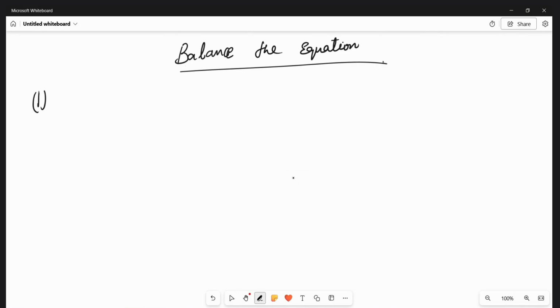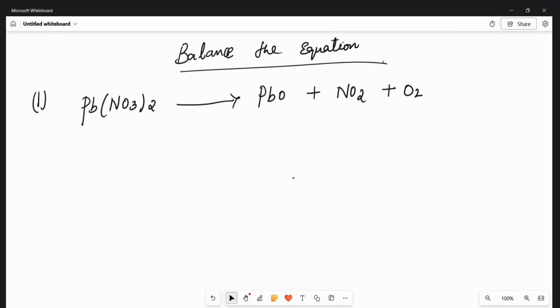Balance this equation. Pb(NO3)2, when you heat it, we get PbO plus nitrogen dioxide plus oxygen. Balance this equation. When you heat the lead nitrate, we get lead oxide plus nitrogen dioxide plus the oxygen.